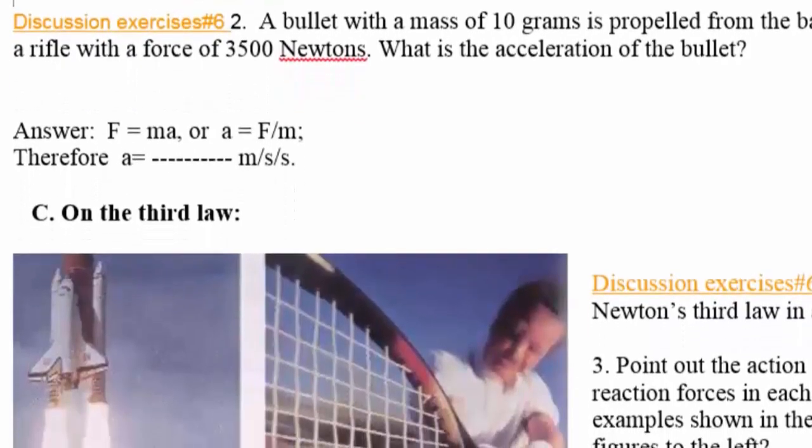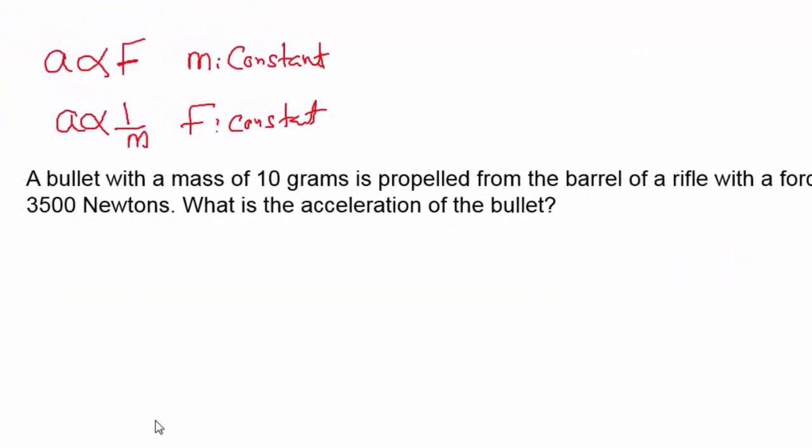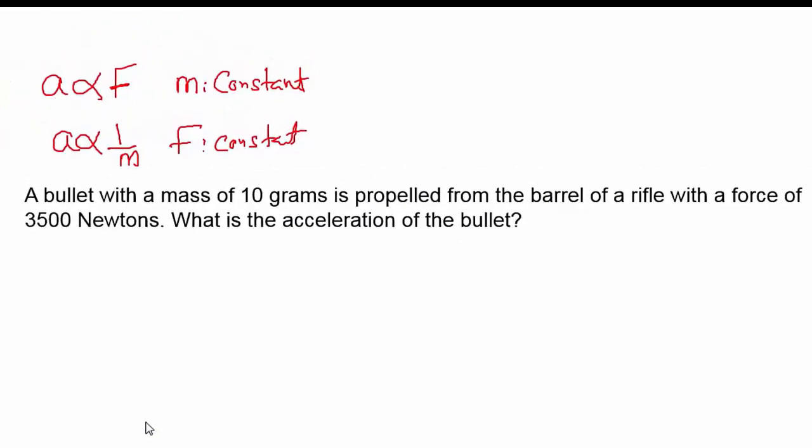Okay, let's look at the second question here in the discussion. Here in question number 2, it tells you that a 10-gram bullet was propelled from the barrel of a rifle with a force of 3,500 Newton. What is the acceleration? So here you are asked to find the acceleration while given what? You are given the mass in grams, 10 grams, this is the mass, and you are given the force in Newton. And you are asked to find the acceleration. This is the unknown. This is what we are asked to find.